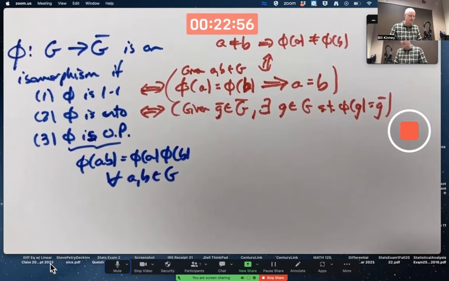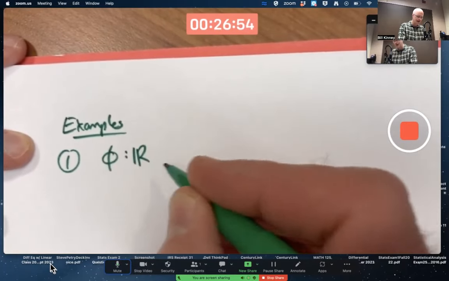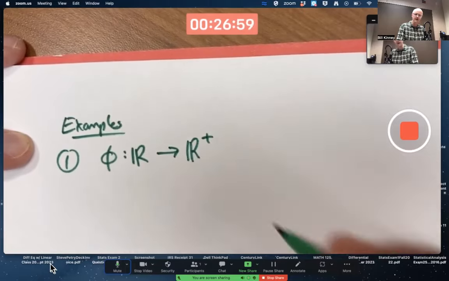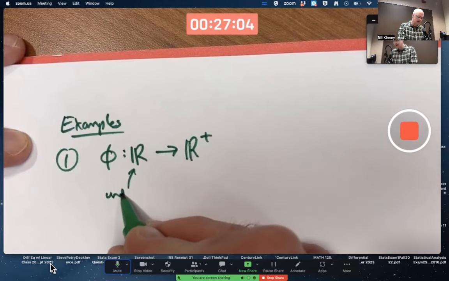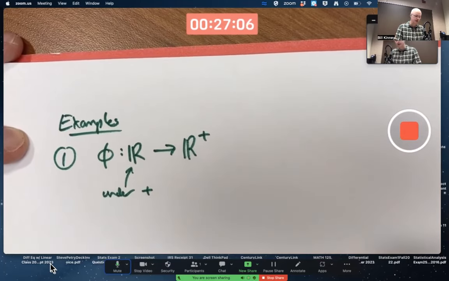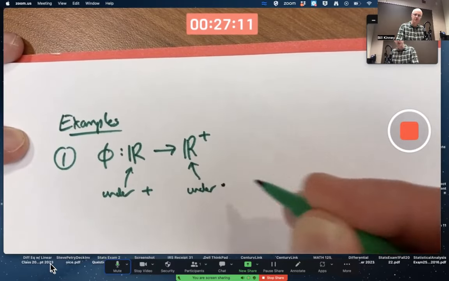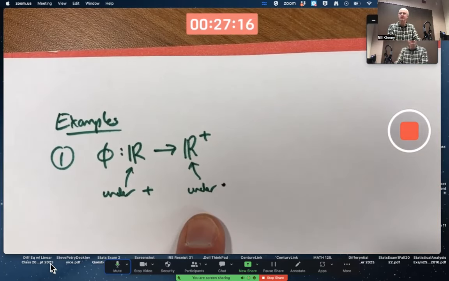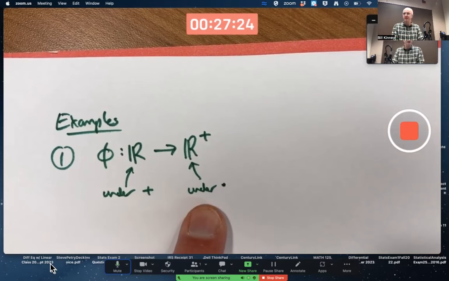Let's look at some examples, though. First example in the book, we take the additive group of real numbers and map it to the positive real numbers, which I'll write like this. This is assumed to be under addition here. It is a group under addition. This is assumed to be under multiplication. It is a group under multiplication. They're both closed. This one's closed under addition. This one's closed under multiplication. The associative property works. 0 is the additive identity. 1 is the multiplicative identity.